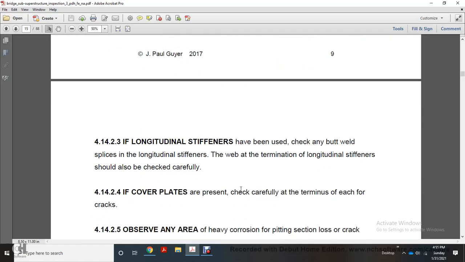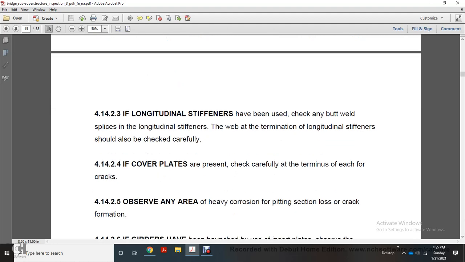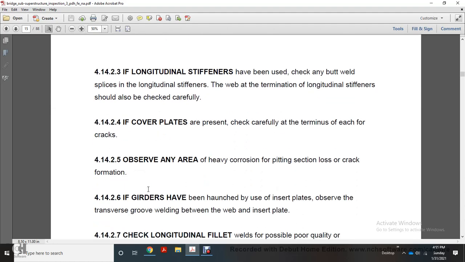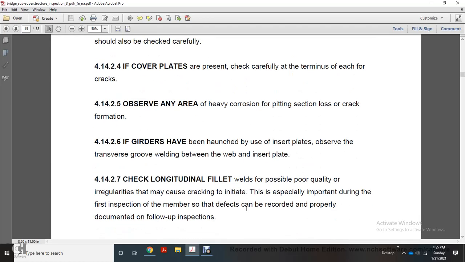If cover plates are present, check carefully at the terminus for cracks. Observe any areas of heavy corrosion for pitting, section loss, or crack formation. If girders have been haunched by inserting plates, observe the transverse groove welds between the web and the insert plate. Check longitudinal fillet welds, which may be of poor quality.